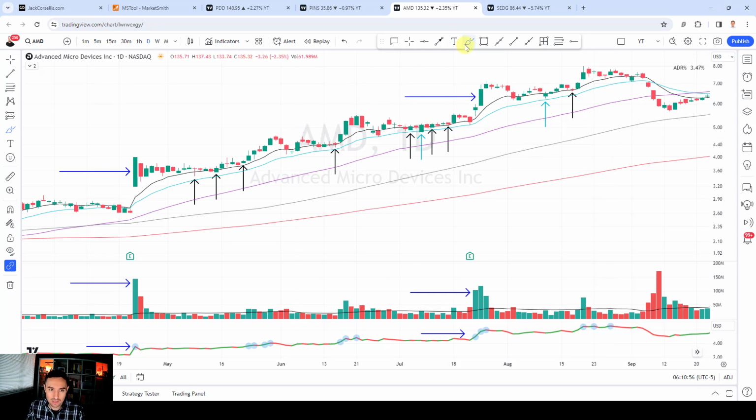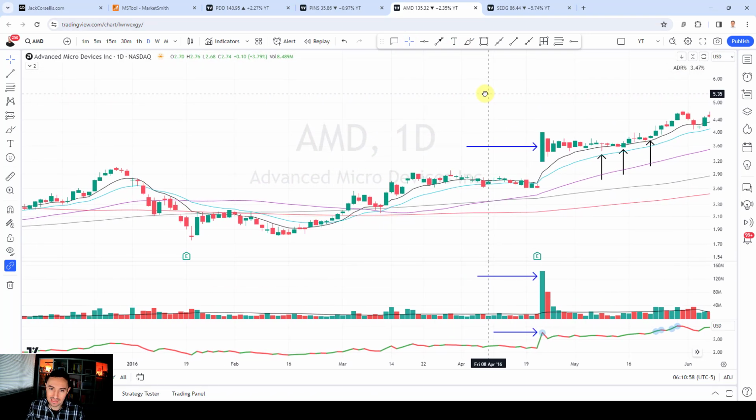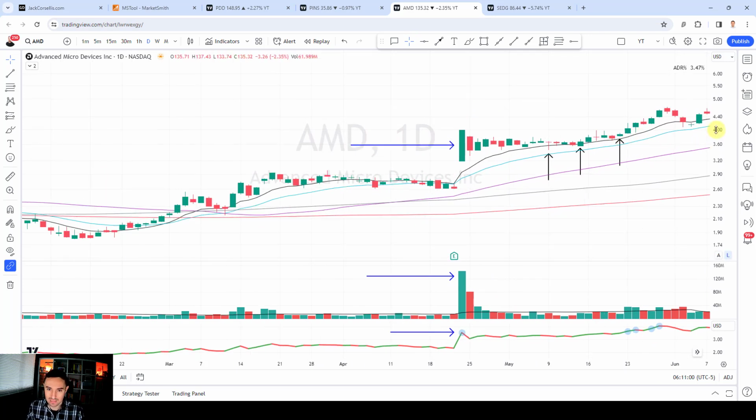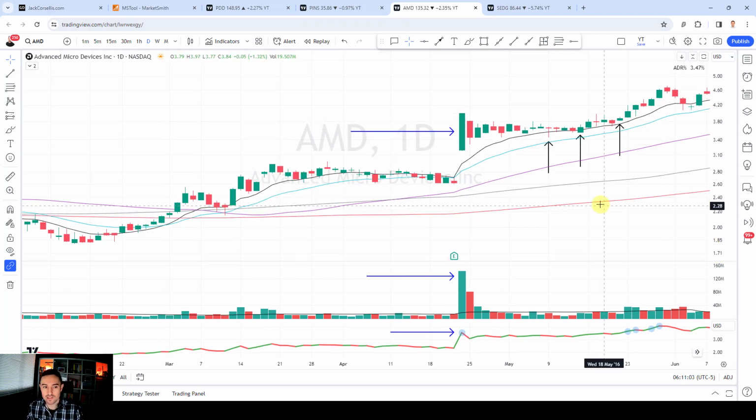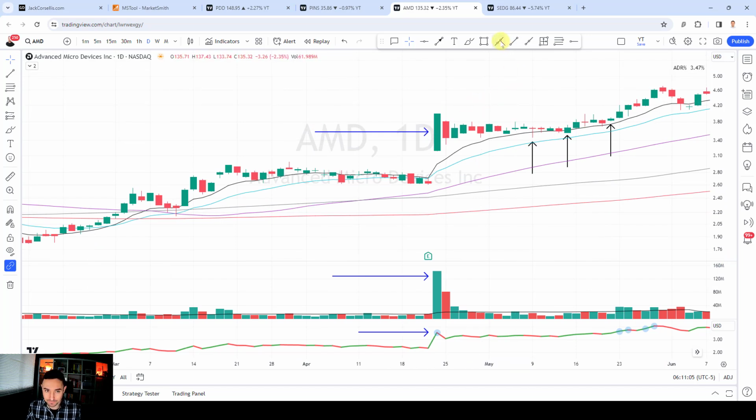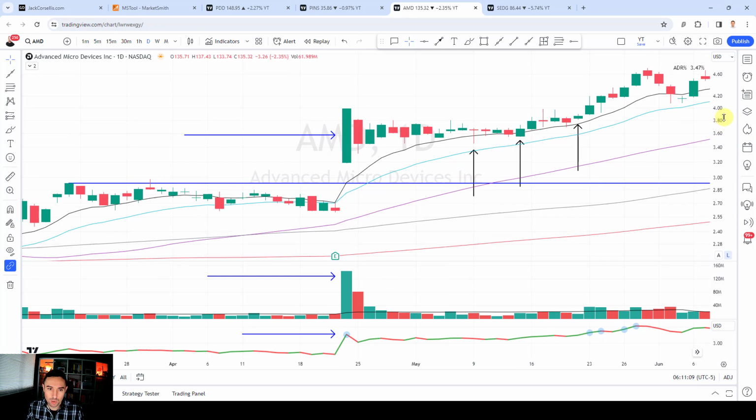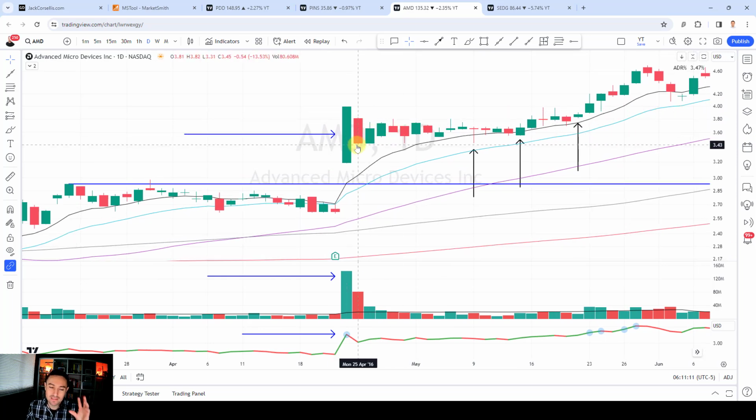Now, what I do want to touch upon here with AMD is I want to take it a step further in terms of your pattern recognition. So not all earnings reactions are created equal. Now, AMD here, okay, breaks out of this consolidation and you get this bar here. Now, what's important about this bar here? This is as bullish an earnings reaction bar as you'll possibly see.